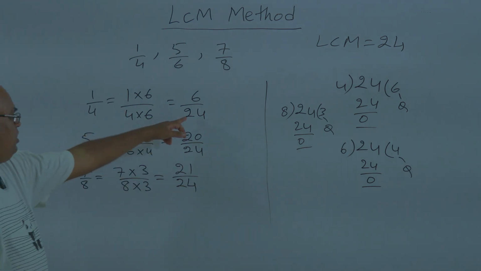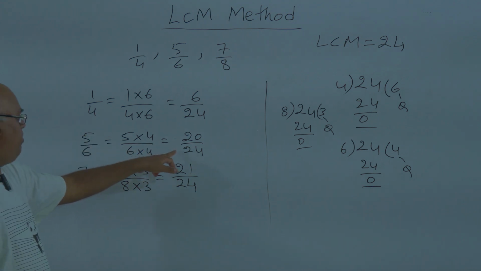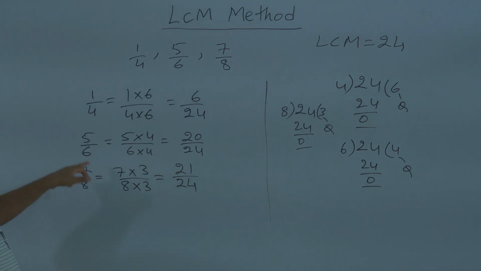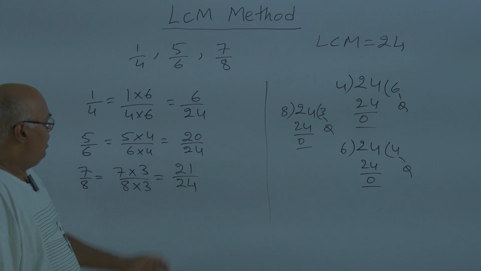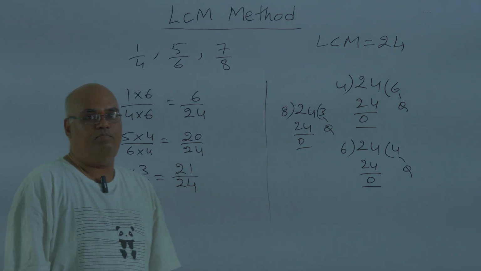So 6 by 24 is the equivalent fraction of 1 by 4. 20 by 24 is the equivalent fraction of 5 by 6. And 21 by 24 is the equivalent fraction of 7 by 8. If you see these three fractions, they are all like fractions. Now I can directly compare the like fractions.